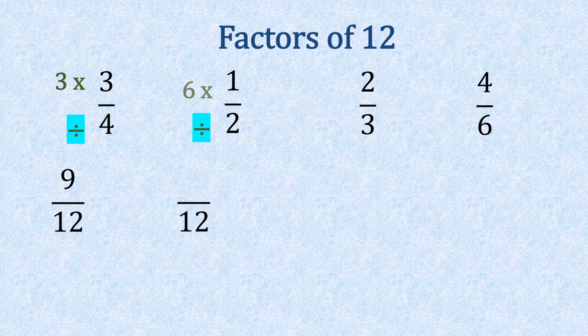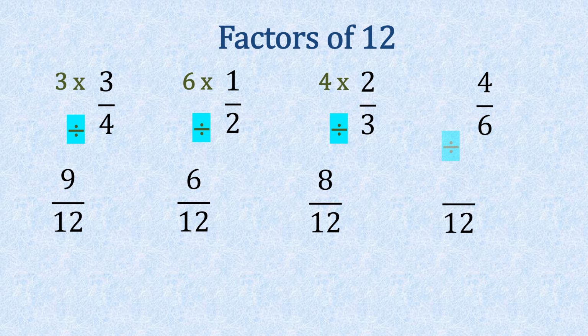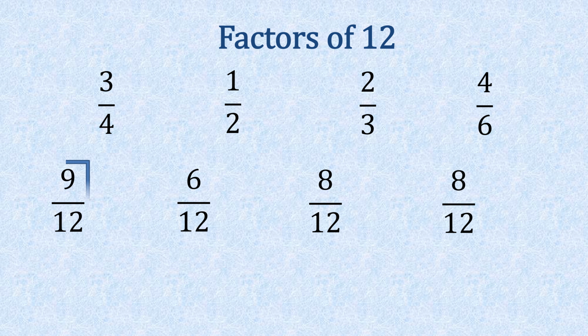And again, 12 divided by 2 is 6, times that by 1 is 6, giving us 6 twelfths. And again, 12 divided by 3 is 4, and then 4 multiplied by 2, that's 8, giving us 8 twelfths. And the last one, 12 divided by 6 is 2, and multiply that by the numerator 4, which gives us 8 twelfths. Now we can see here that 9 twelfths is the biggest, so that means 3/4 would be first.